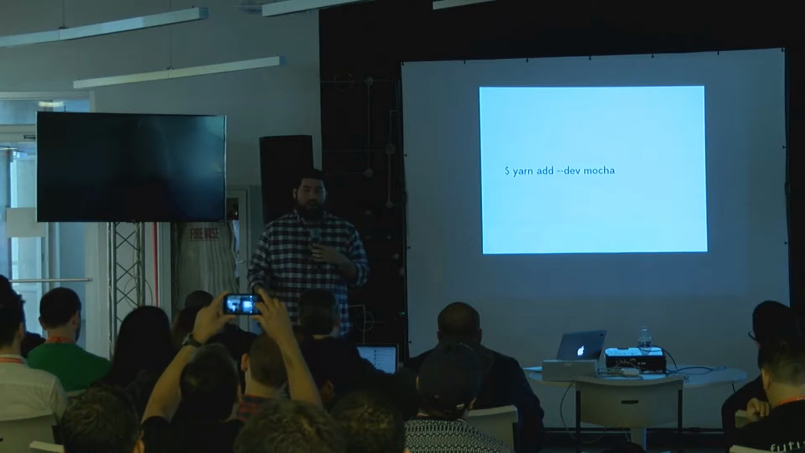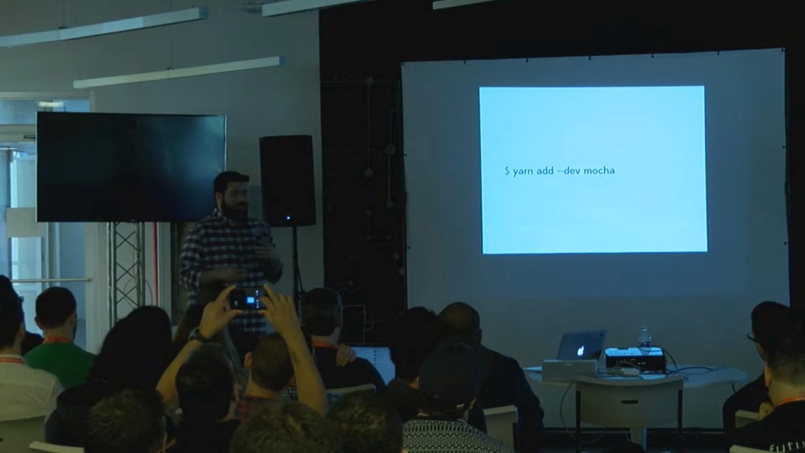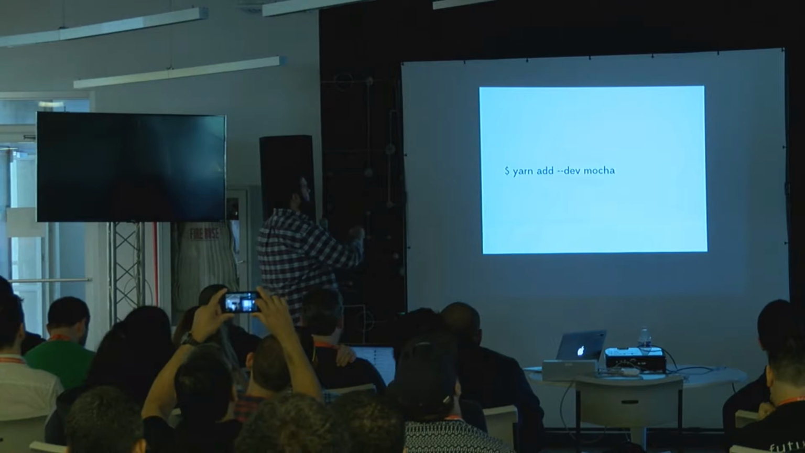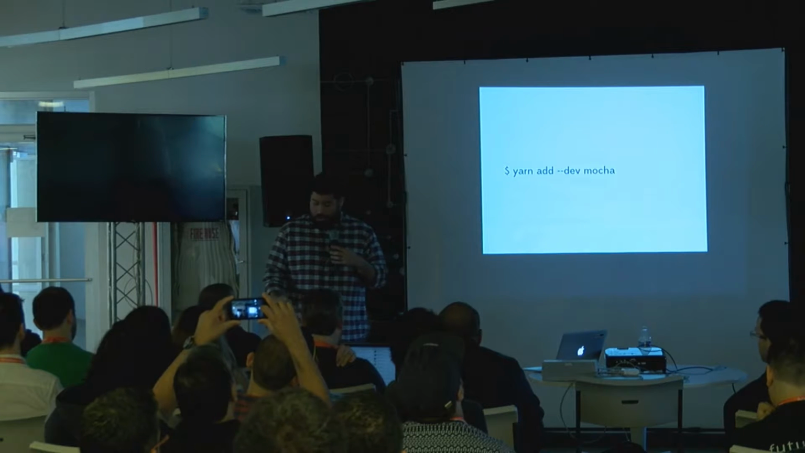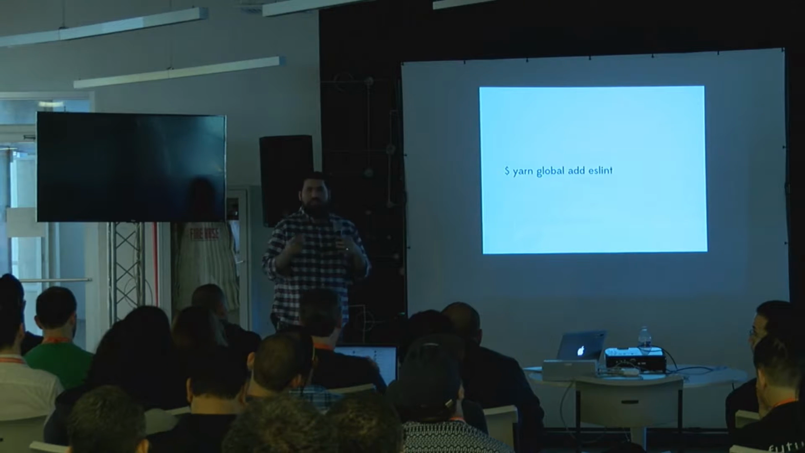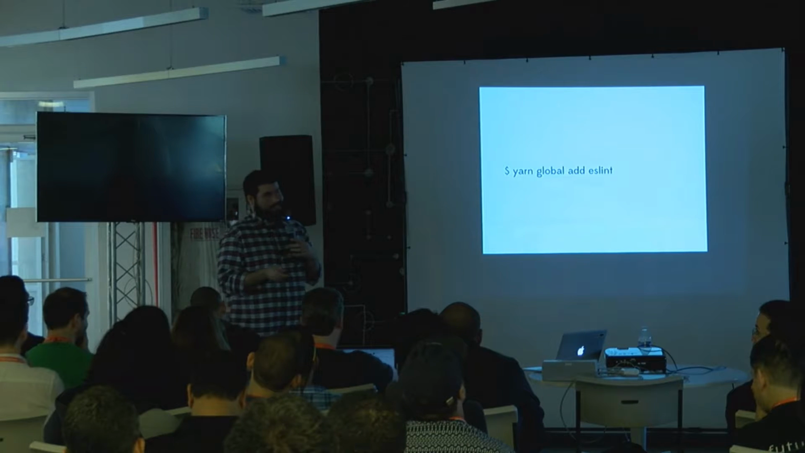We also can do yarn add --dev mocha, which is sort of the equivalent to doing npm install mocha --save-dev. This will obviously save our package and will update our lock file. We can do yarn global add ESLint, which is sort of the equivalent to doing npm install ESLint --global.